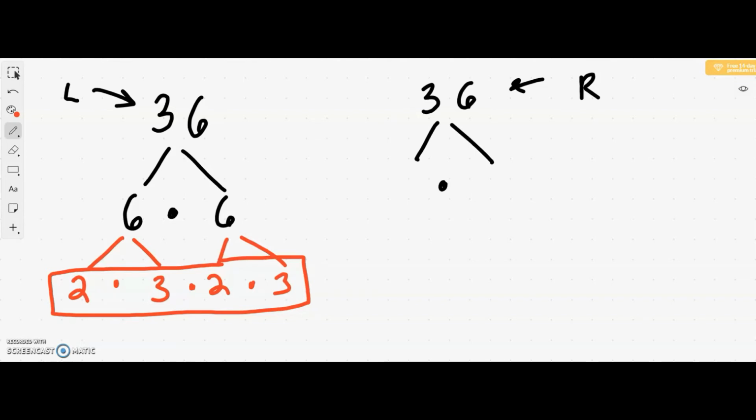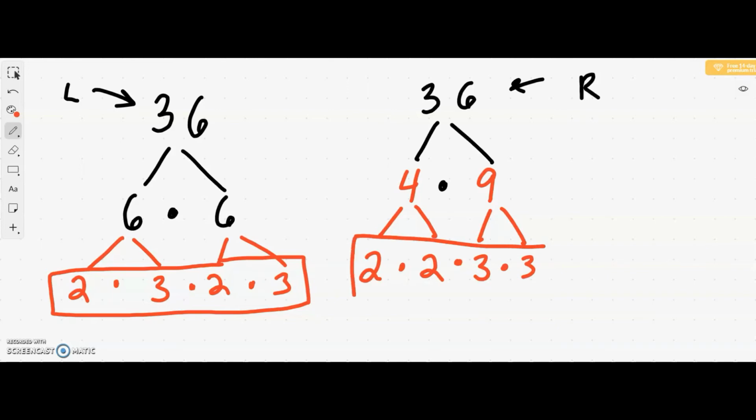The reason I picked 36 is because you can think of other numbers that give me 36. For example, 4 times 9. Let's keep chopping this down. That's going to give me 2 times 2, and the 9, when we break it down, is 3 times 3. And if you notice, we're still getting the same answer.